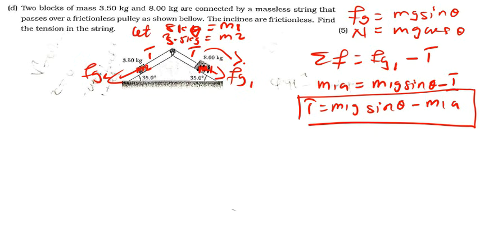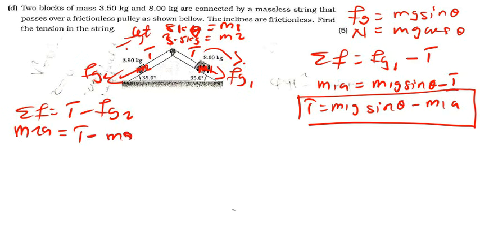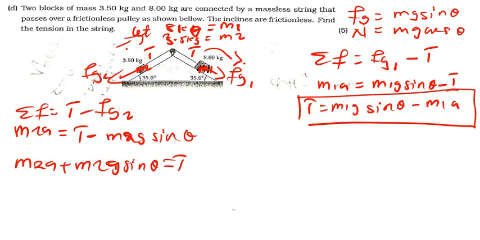Now, for this one, there are two ways. This guy here is going to give me the summation of forces. The tension force is the one going to the other side, pulling this guy here, minus the Fg2. So M2A is equal to T minus M2G sine theta. Shift M2G sine theta to the other side, and that becomes M2A plus M2G sine theta is equal to T. Again, if I use this formula, I'll be able to get the same answer as that.